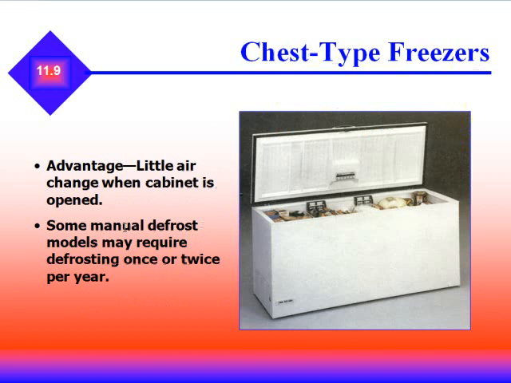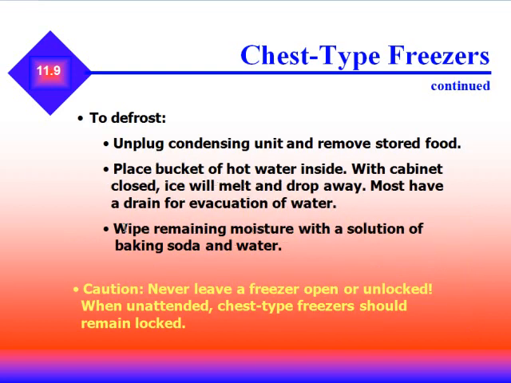Now, you also have chest type freezers. Their advantage is that little air is changed when the cabinet is open. Some manual defrost models require defrosting once or twice a year. To defrost, unplug the condensing unit and remove the stored food. Place a bucket of hot water inside. With the cabinet closed, ice will melt and drop away. You must have a drain for evacuation of water. Wipe the remaining moisture with a solution of baking soda and water.